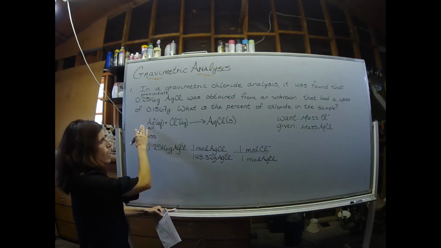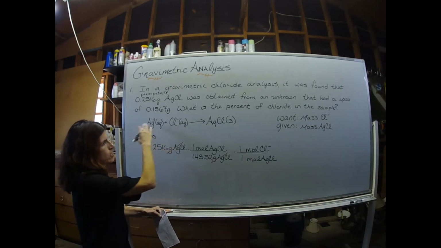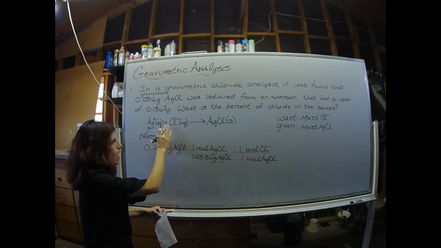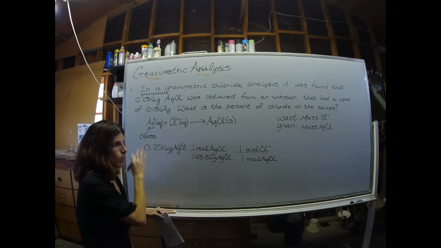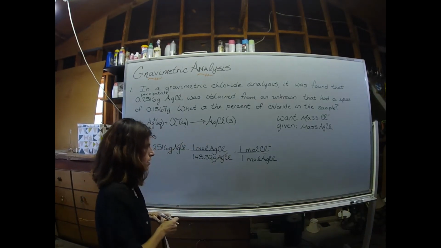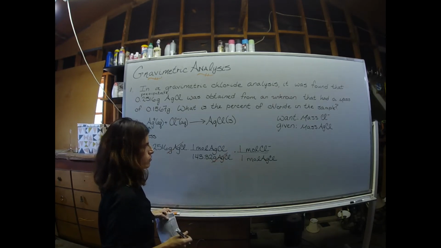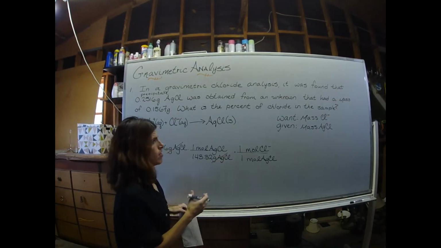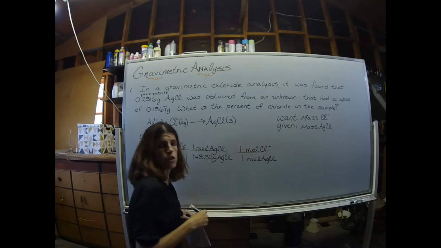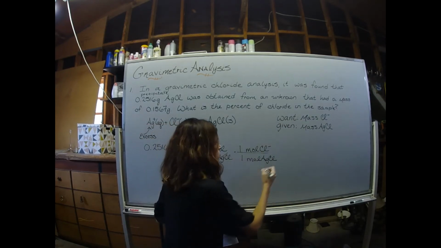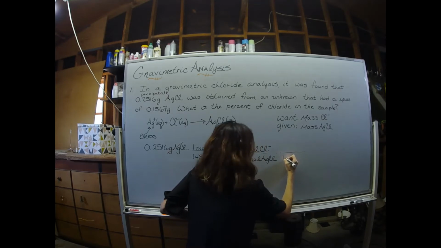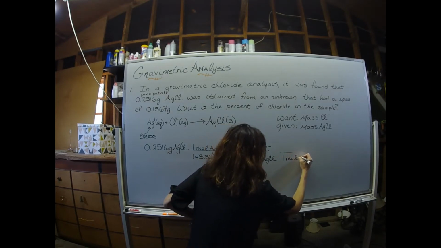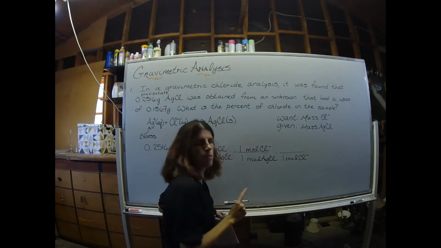I can also look at the coefficients of the balanced reaction here. We have a 1 in front of chloride and a 1 in front of silver chloride. So either by the balanced reaction or the formula, we're going to establish this relationship. And then let's take it one step further because we want the mass of chloride. So I'm just going to grab the molar mass, and it's just going to be of chlorine.